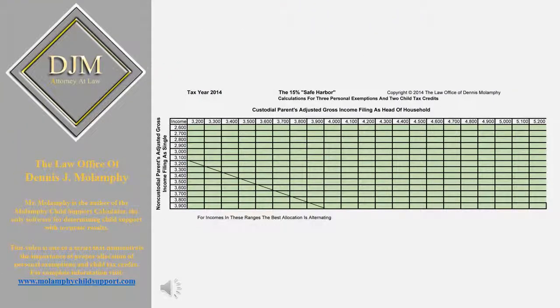Every child support calculation must consider whether the children's personal exemptions and child tax credits, called personal credits, should be alternated, kept by the custodial parent, or transferred to the non-custodial parent. Alternating is a safe harbor when the custodial parent's AGI is between $3,200 to $5,200, the non-custodial parent's AGI is between $2,600 to $3,900, and there are 3 children.